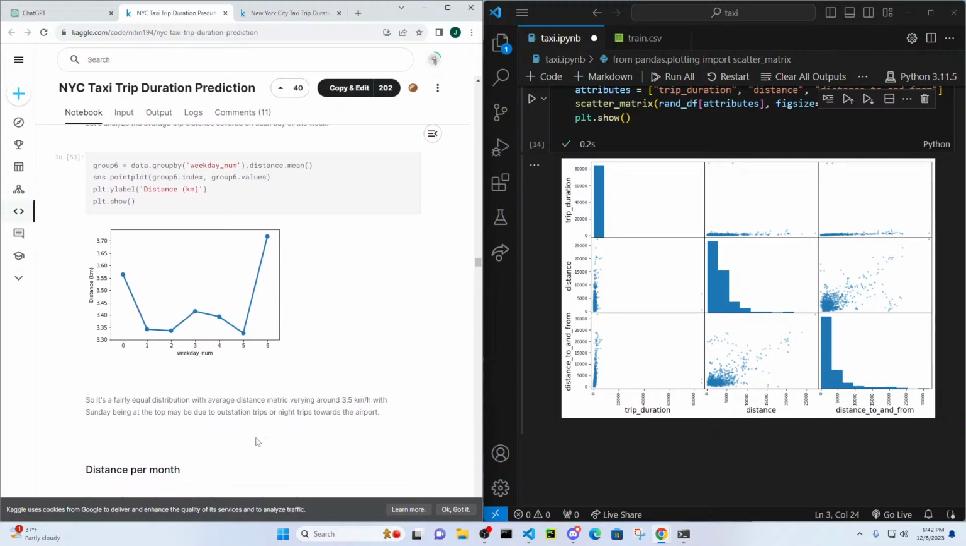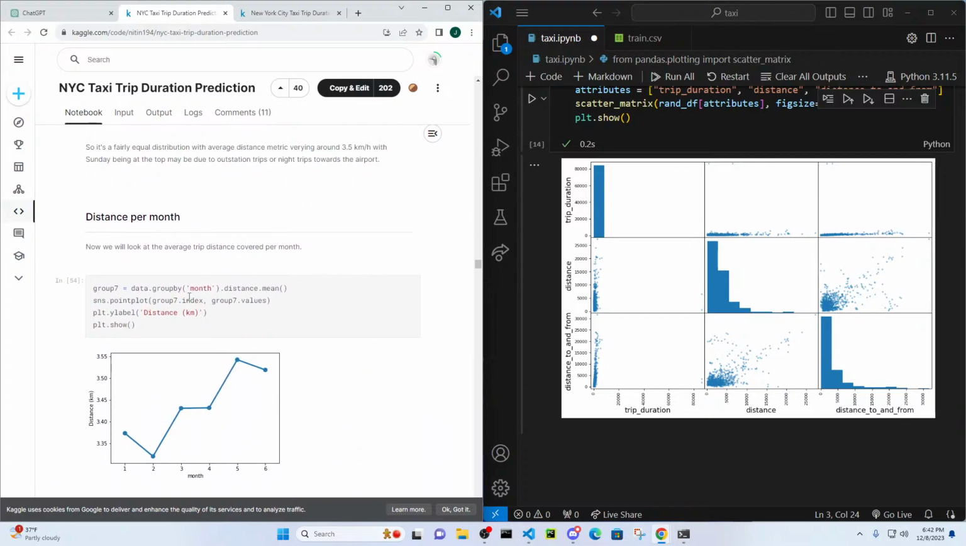So it's fairly equal distribution with average distance varying around 3.5 kilometers, with Sunday being at the top, maybe due to outstation trips or night trips towards the airport.